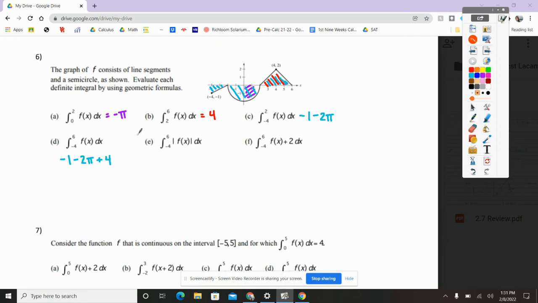E is essentially the same thing as D, except this time it has an absolute value. So all that means is we would basically be taking this, and everywhere that it is a negative, we're going to make it a positive. So we're going to take the same exact answer from D, we just have positive numbers instead. So 1 plus 2 pi plus 4.